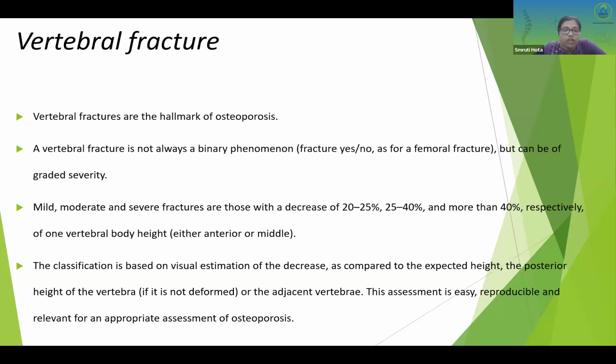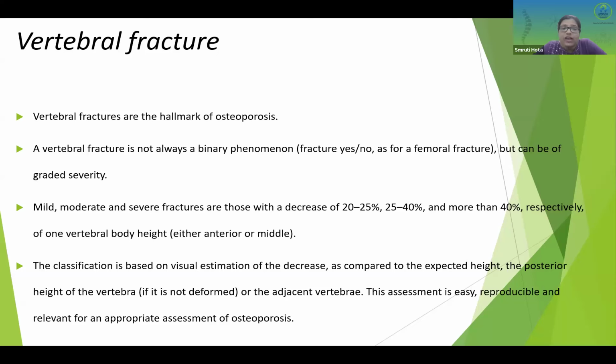Then coming to the vertebral fracture, these are actually the hallmark of the disease osteoporosis. And unlike hip fracture, a vertebral fracture is not simply binary. It's not just fractured or not fractured. Instead, vertebral fractures occur as a spectrum and can be graded by severity. Like in the previous slides, sir has shown: mild 20 to 25% height loss, moderate 25 to 40%, severe more than 40% collapse of the vertebral body.